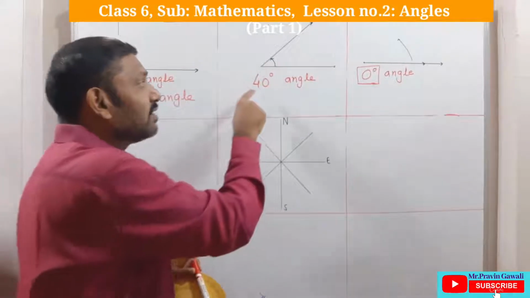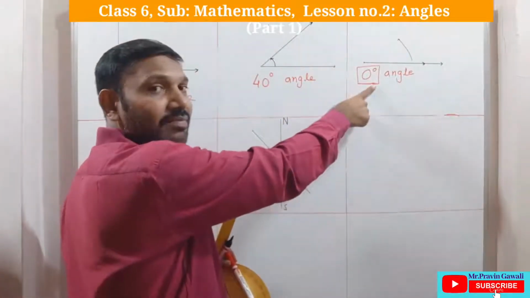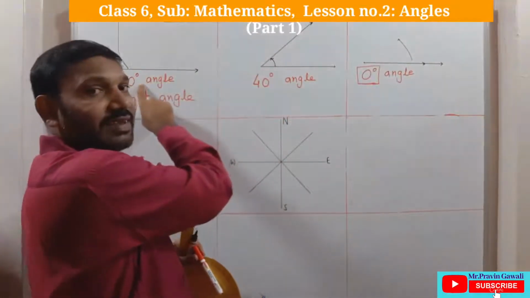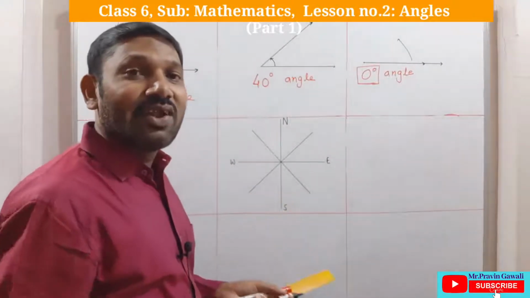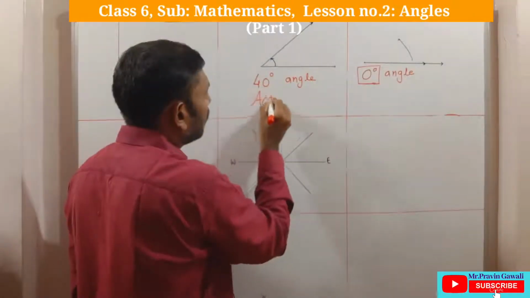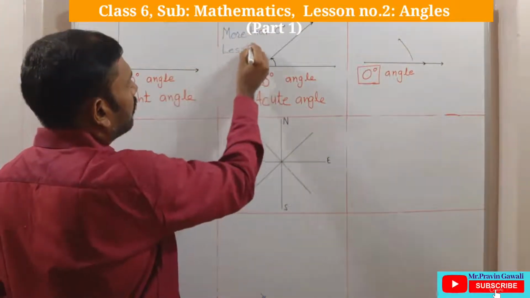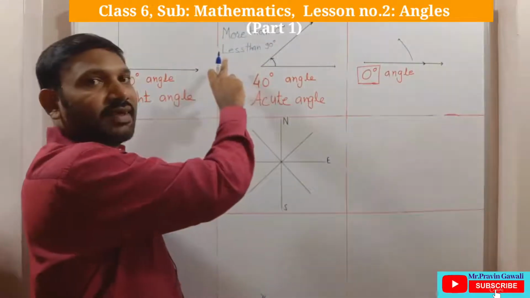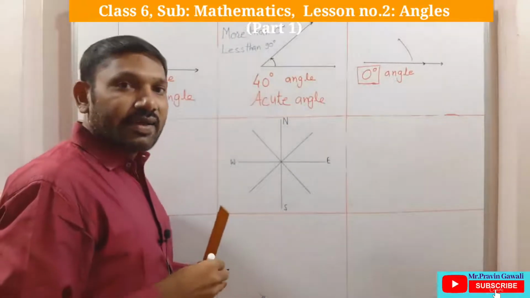This angle measures 40 degrees. It means it is more than 0 degrees and less than 90 degrees. So, student, it is called an acute angle. What do we call it? An acute angle. More than 0 degrees and less than 90 degrees, so it is called an acute angle.